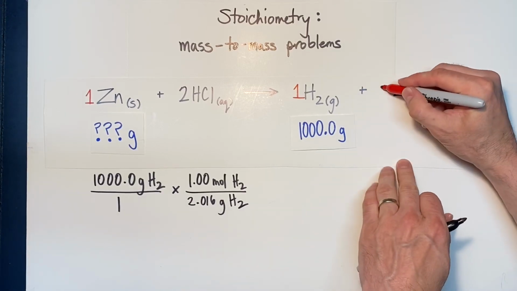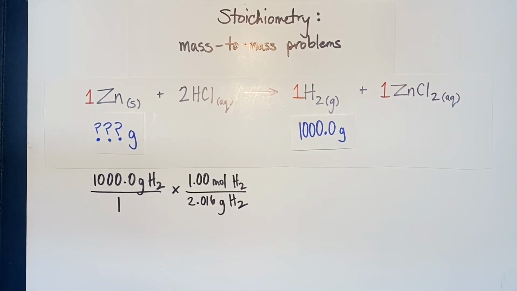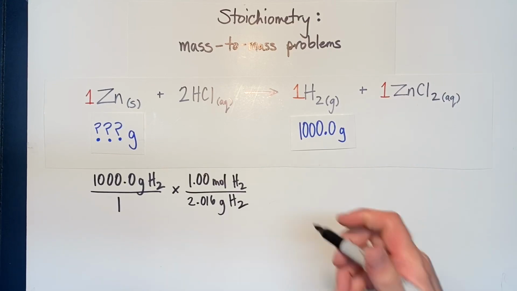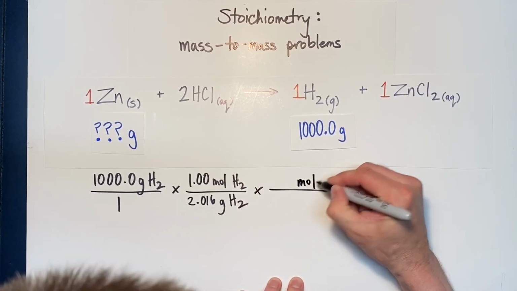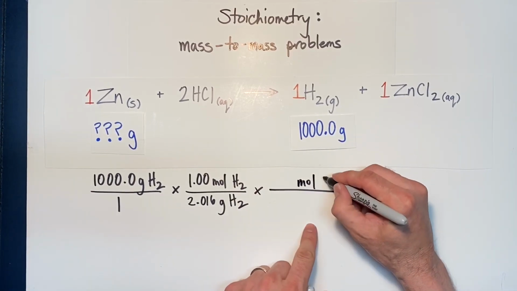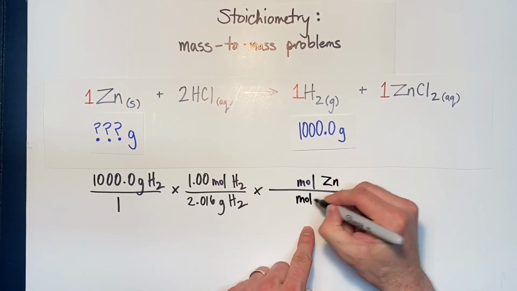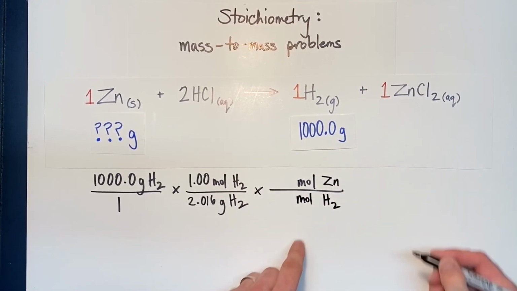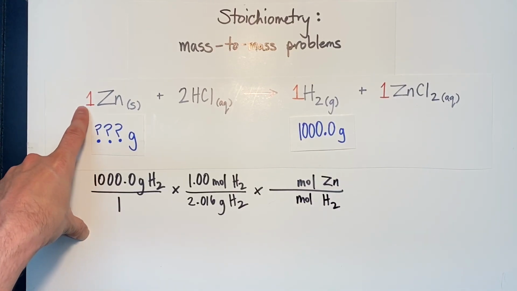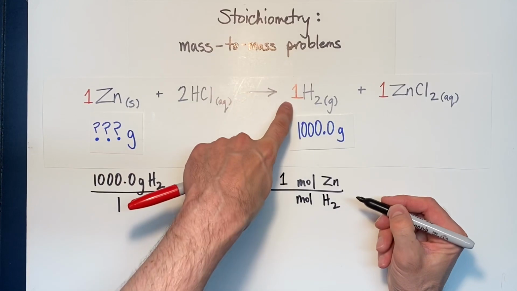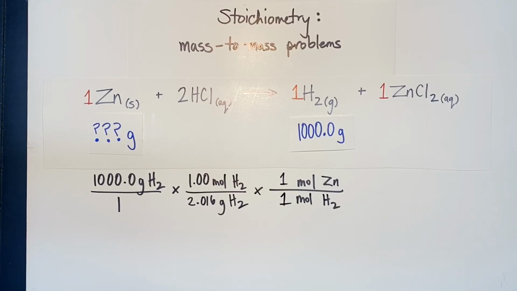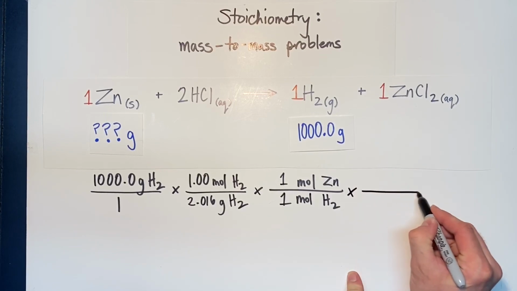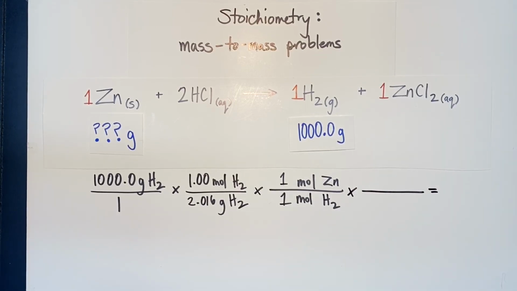And there's an invisible coefficient 1 in front of the zinc chloride. So the mole to mole ratio, we need moles of zinc over moles of hydrogen. Moles of zinc, 1. Moles of hydrogen, 1. That is the mole to mole ratio. Next step. This is a 3-step problem, so we have one more step.